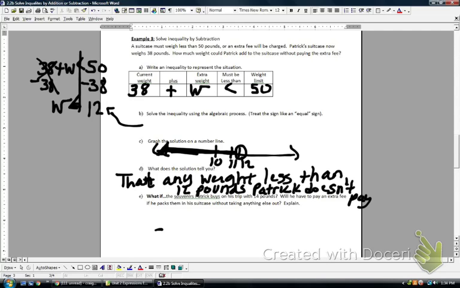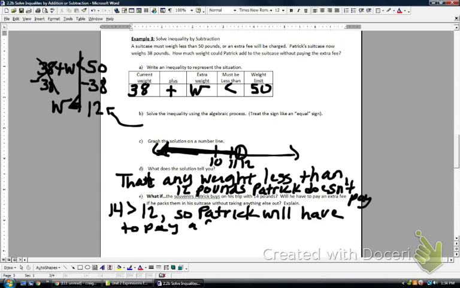All right, then it says, what if the souvenirs that Patrick buys on his trip weigh 14 pounds? Will he have to pay an extra fee if he packs them in his suitcase without taking anything out? 14 is greater than 12, so Patrick will have to pay a fee if he takes out nothing.